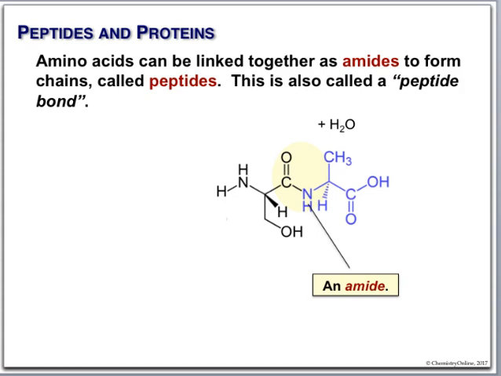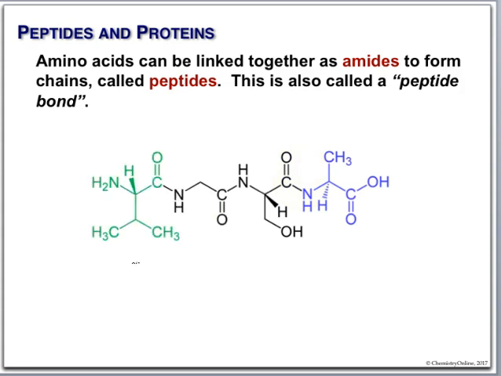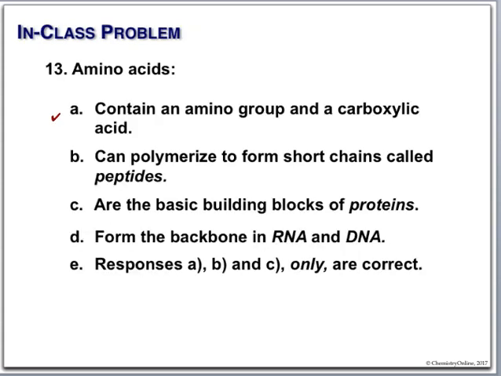So this is a dipeptide. We can continue the process, stick on more and more. This is leucine, glycine, serine, alanine. This is a tetrapeptide. So yes, they can bond together and form short peptides. Insulin is an example of a peptide. They're the basic building blocks of proteins.